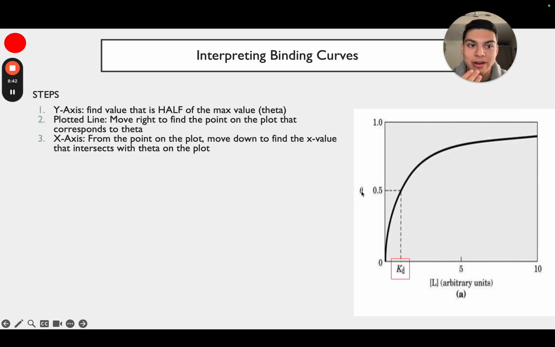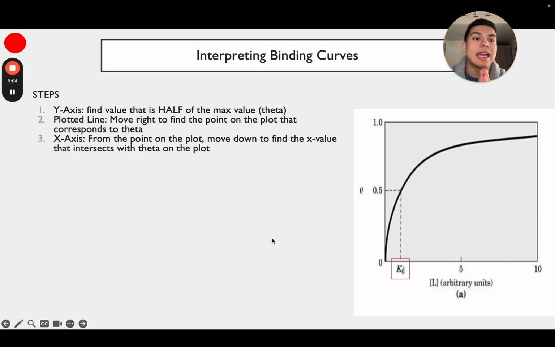Again, that's the whole point of theta, is that it's the fraction of total binding sites that are occupied. So we have the number of occupied binding sites and then the number of total. And it's a fraction essentially. And then the plotted line is move right to find the point of plot that corresponds to theta. So you just take the theta half, you move to the right. Once it intersects the plot, then you just go straight down, and then you'll find your Kd correspondingly.